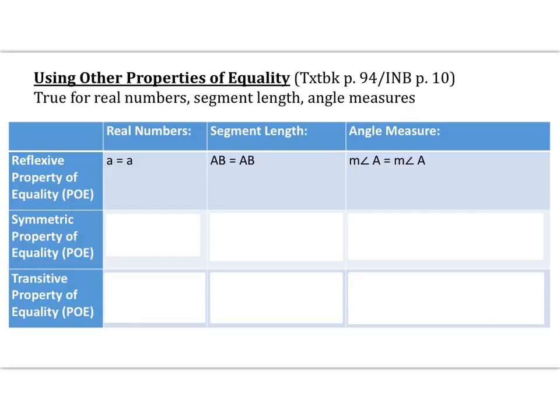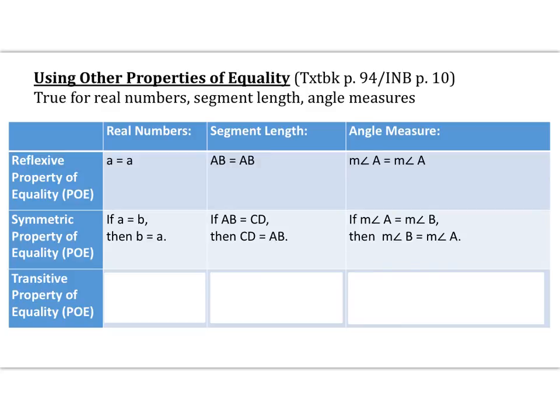All right, let's take a look at the symmetric property. Symmetric property says if A equals B, then B equals A. So it's like they switch sides. So that's going to be true for segment lengths. So if AB equals CD, then CD equals AB. And true for angle measures. So if measure of angle A equals measure of angle B, then measure of angle B equals measure of angle A. This is simply the symmetric property of equality in action, whether it's real numbers, segment length, or angle measures.